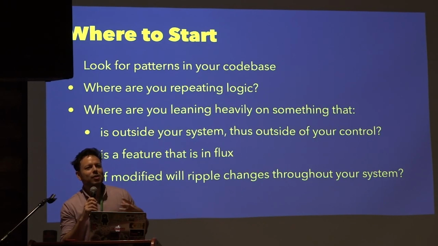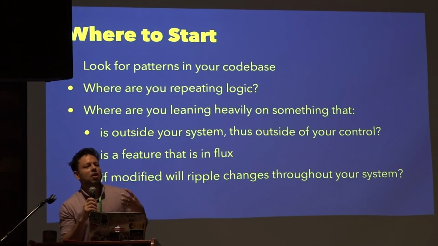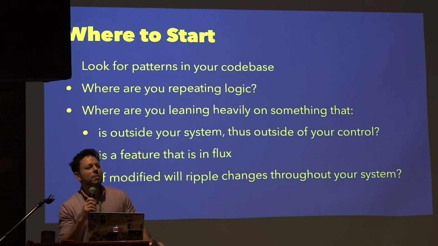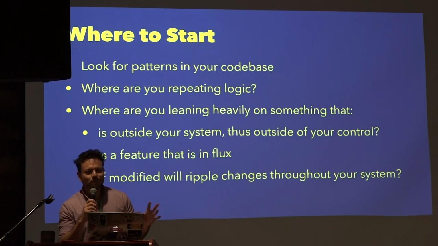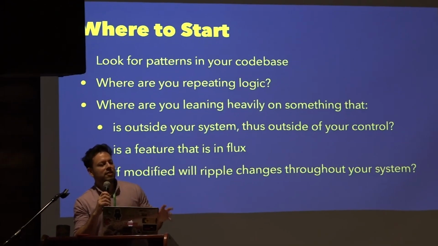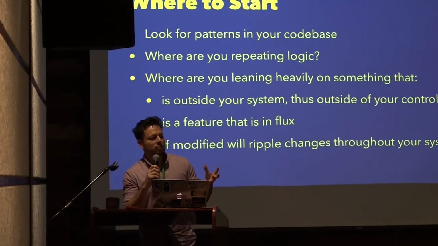So inevitably there's going to be regressions, and it might cost your business money. Just think about it in terms of, if it's modified, how far will those ripples change throughout your system? That's another big one, and it can be a little nebulous, because it's not always just about some third-party library or service changing.